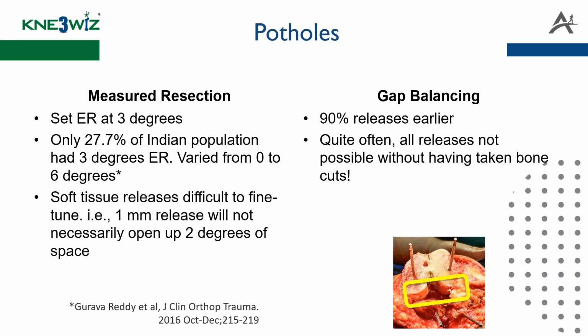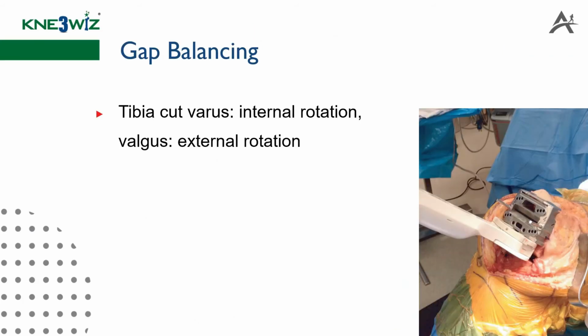90% of the releases need to be performed earlier. Quite often, it is not possible to complete all releases before taking the bone cuts, as soft tissue access may be limited. Also, the entire alignment is based on the tibial cut and soft tissue balance. Thus, errors in early soft tissue release and the tibial cut will lead to errors in femur placement, like a tibial cut in varus will lead to internal rotation of the femur, while a tibial cut in valgus will lead to external rotation of the femur.